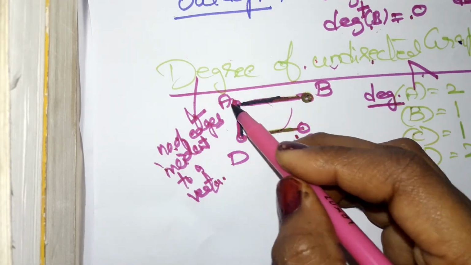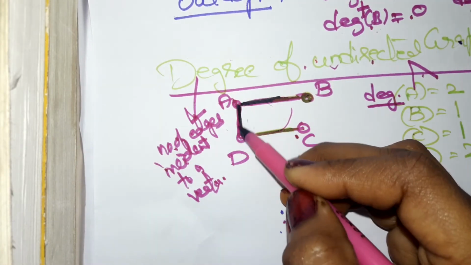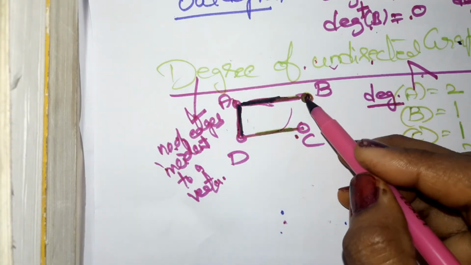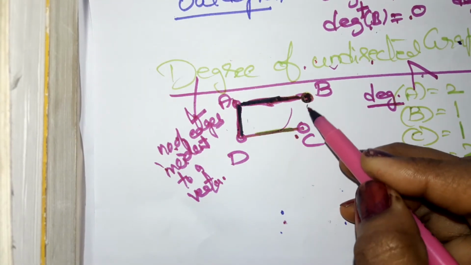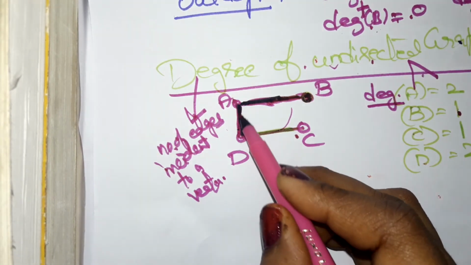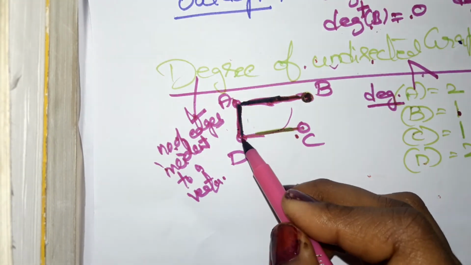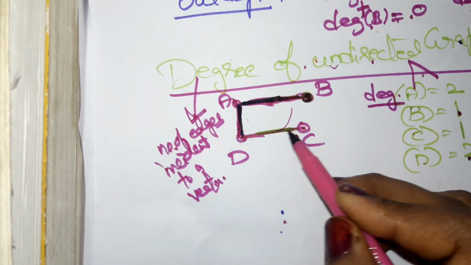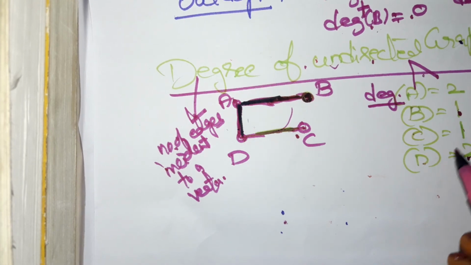So here if you observe vertex A, how many edges are incident to A? Only 2. So 2. For B, only one edge is incident, so degree of B is 1. If you consider D, the number of edges incident to D is 2. If you consider C, the number of edges incident to C is 1.